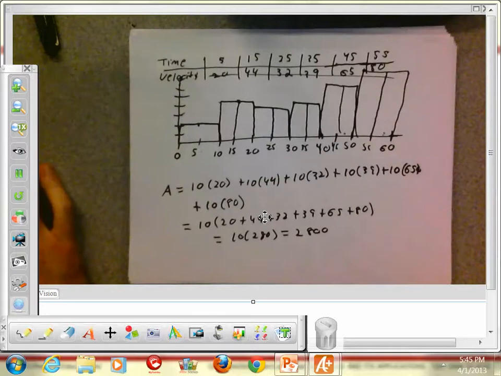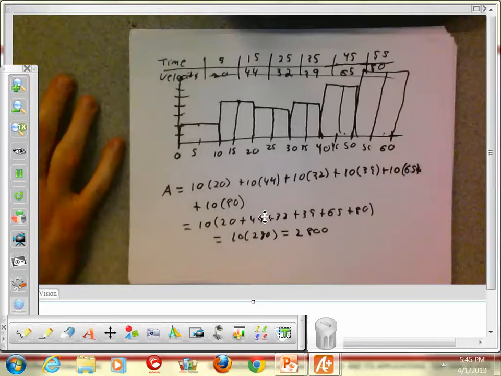Okay, so let's go back to the problem on the slide, and let's go through how they do it.